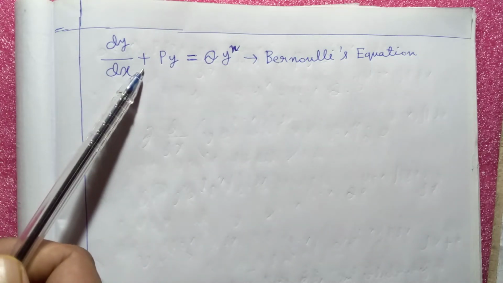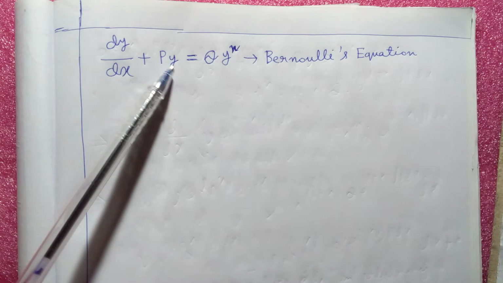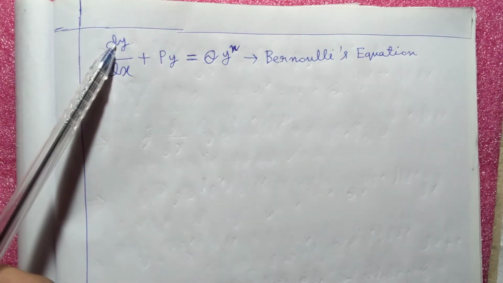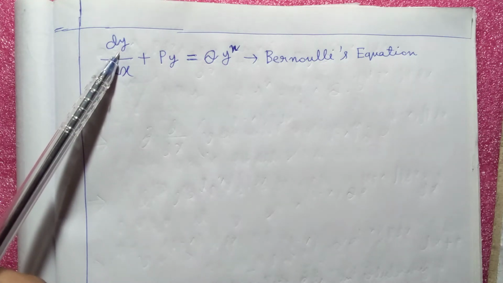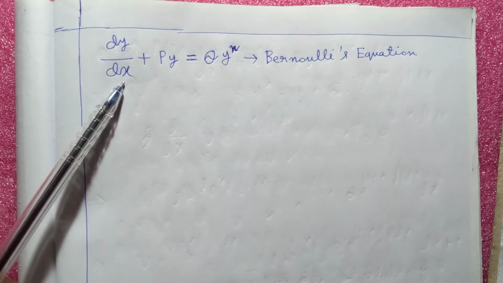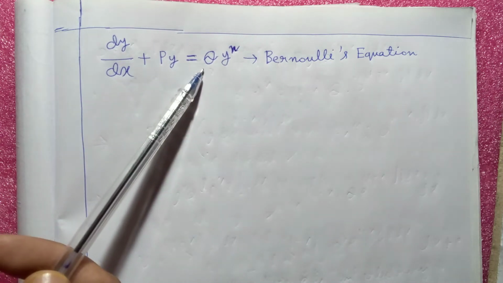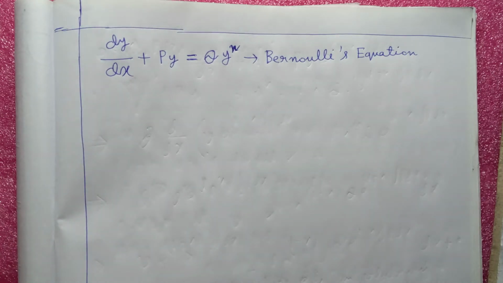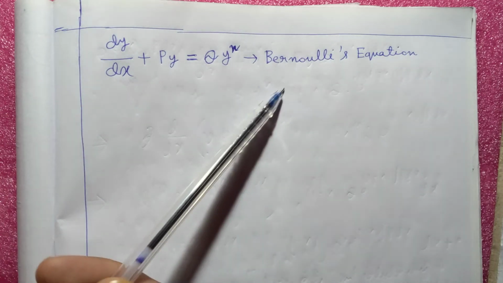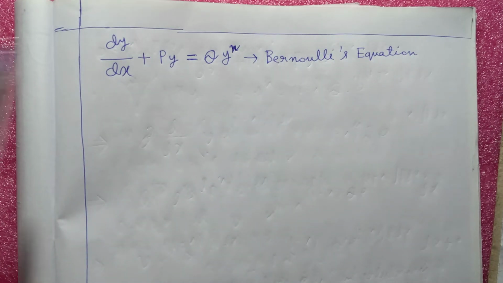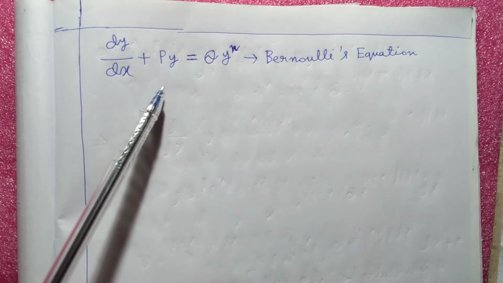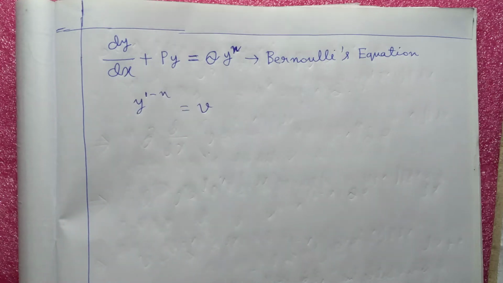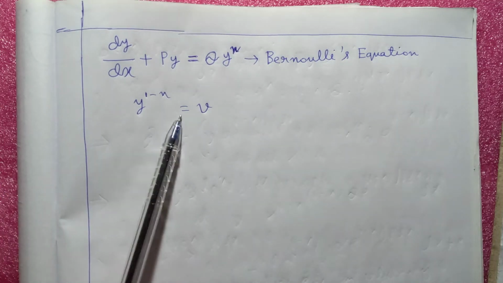dy by dx plus py is equal to qy to the power n, where y is the dependent variable and x is the independent variable. P and q both are functions of x only. This type of equation is called Bernoulli's equation. This type of equation is reducible to linear form by the substitution y to the power 1 minus n is equal to v.